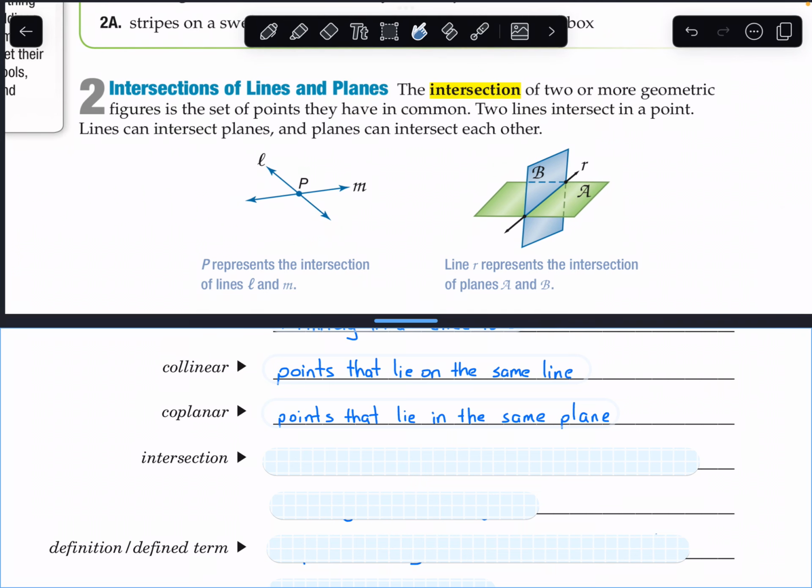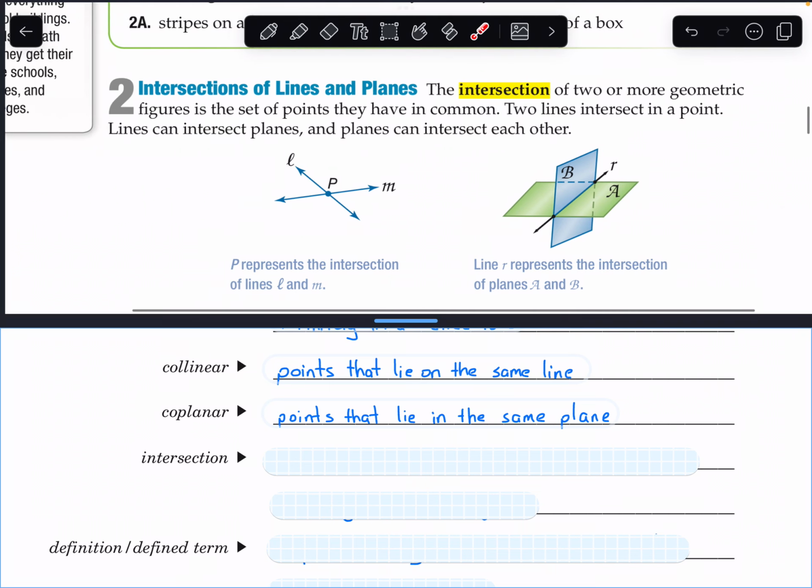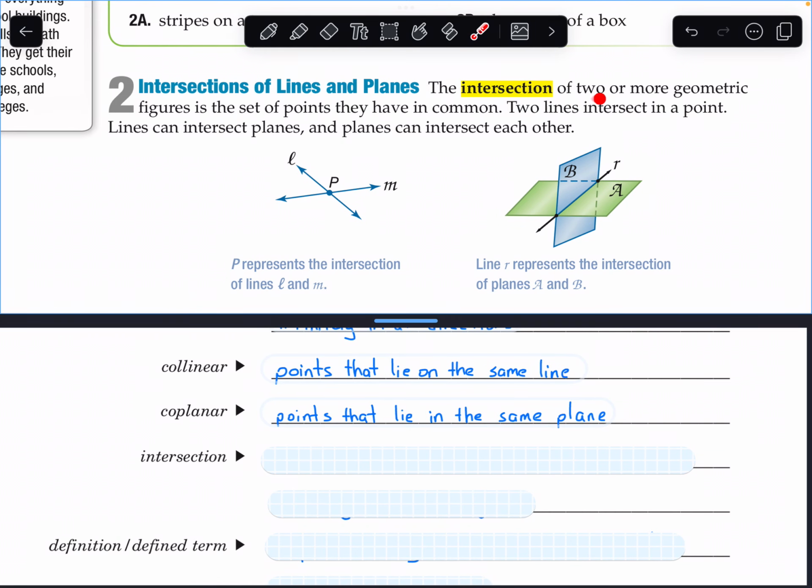Next topic, the intersections of lines and planes. The intersection of 2 or more geometric figures is the set of points that they have in common. 2 lines intersect in a point. Lines can intersect planes, and planes can intersect each other. This is where the diagrams will start to get a little tricky. Lines crossing here, intersecting at a point. I think that one is much easier to visualize since this itself can happen all on the same page. 2 lines, line L and line M, intersect at point P there.